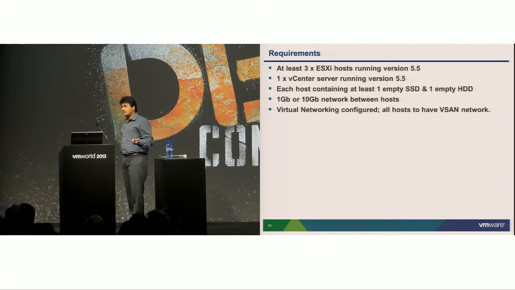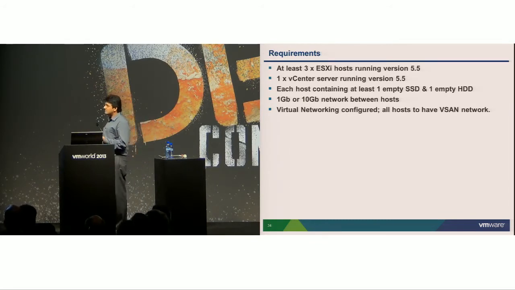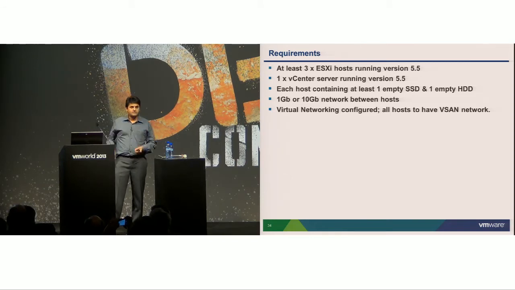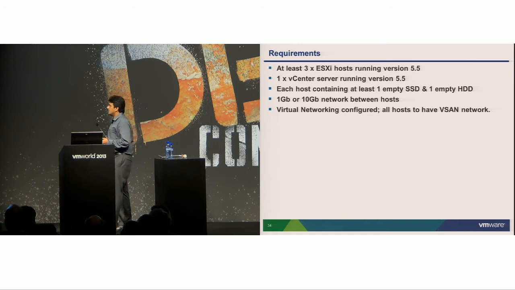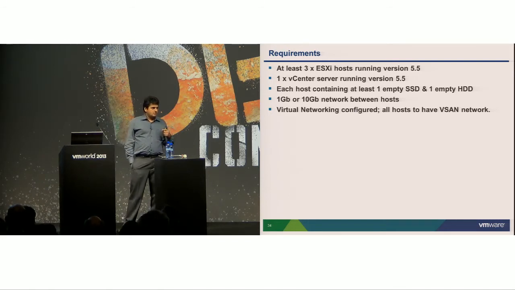For those of you who are going to try it, it requires at least three hosts at a minimum. And the version of vSphere that vSAN is supported on is vSphere 5.5. So you need at least 3 hosts that are running vSphere 5.5. Of course, you need a vCenter server, and each host that's participating in the vSAN cluster requires at least one SSD or PCIe flash card and one hard drive, a magnetic disk.